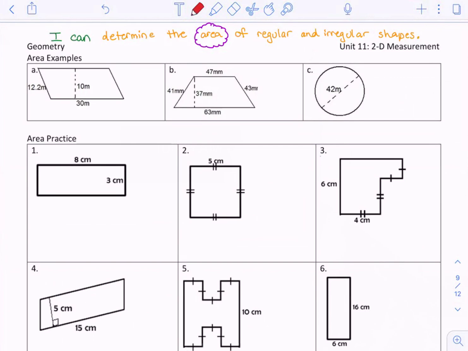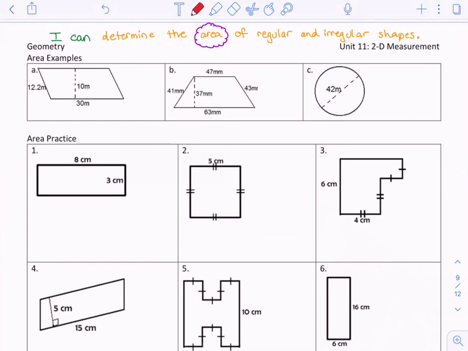Happy June 9th, Tuesday. Today, our goal is to be able to determine the area of regular and irregular shapes. Remember, regular shapes are shapes that have all the same sides. Irregular don't. So focus on that word area. Area is different from volume because it's talking about a flat surface.